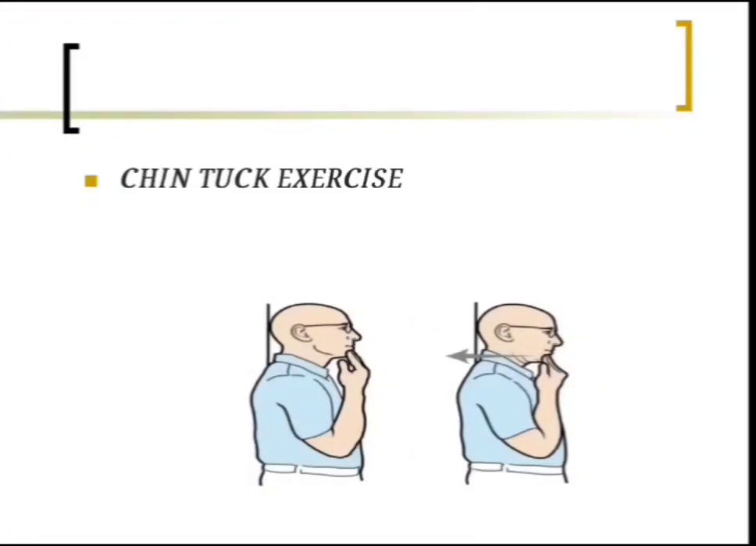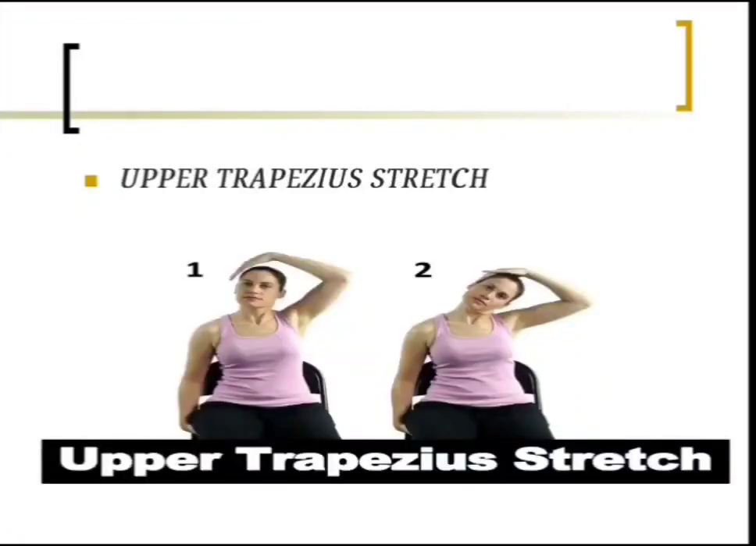Next is upper trapezius stretch. This is a self-stretching exercise, in which the patient tries to bend the affected neck towards the opposite shoulder and hold that position for 30 seconds and then go for relax. Repeat this exercise for 3 to 4 times.